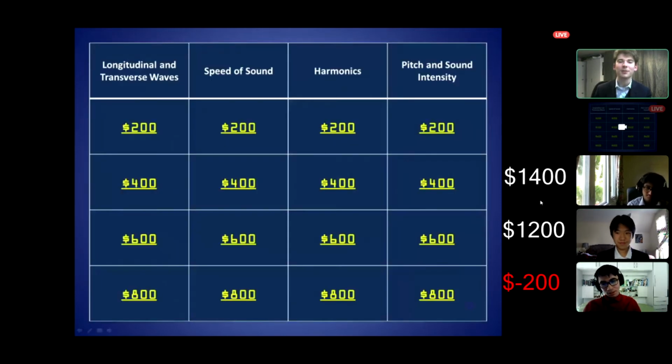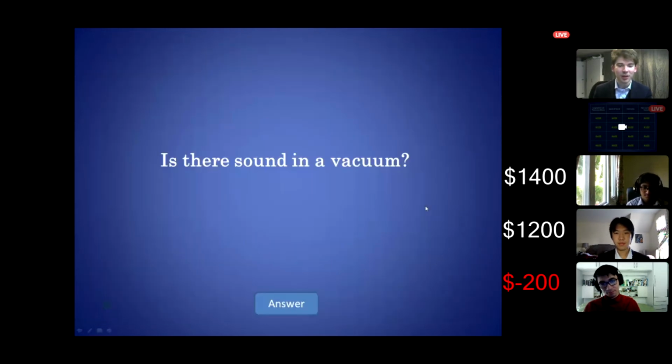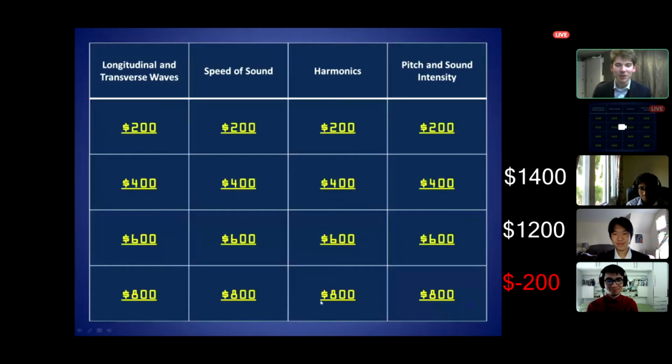John, you're up next. Speed of sound for 600, please. Speed of sound for 600. Is there sound in a vacuum? Well, Bowen said that a vacuum cleaner is loud. I know that vacuums are loud, so I'm gonna say yes. Nope. I'm sorry, John, but that is the wrong vacuum. Joel, you're up next.